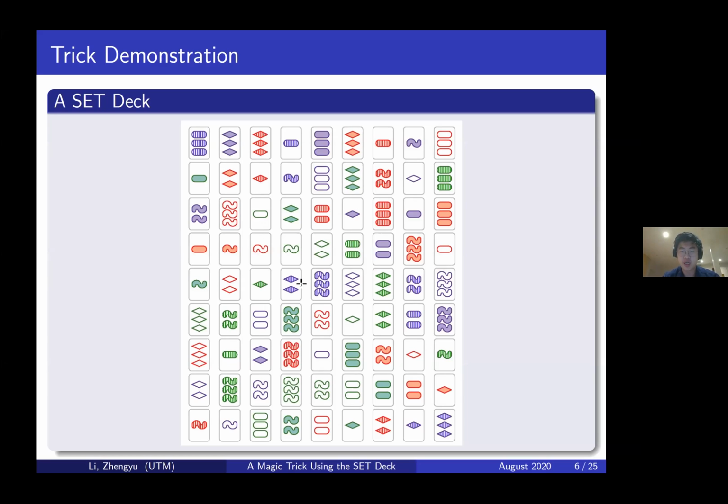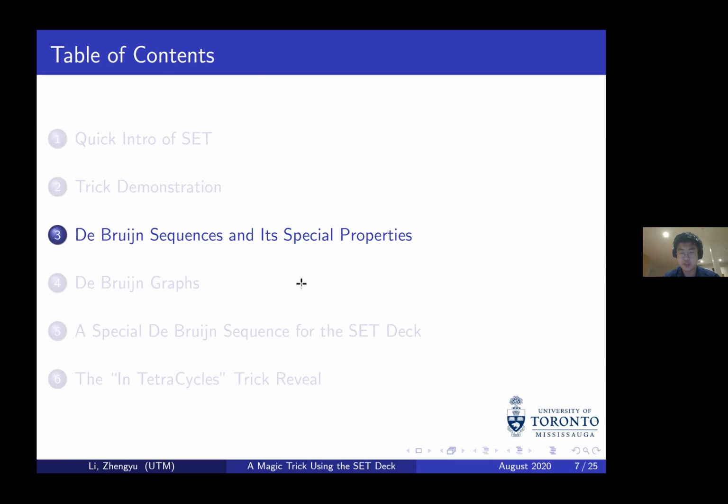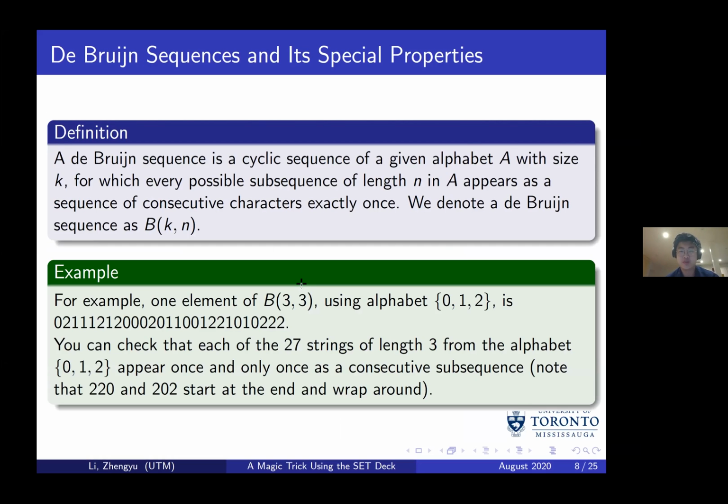Now I will talk about how this is being done using something called a de Bruijn sequence. The definition of a de Bruijn sequence is a cyclic sequence of a given alphabet A with size k, for which every possible subsequence of length n in the alphabet appears as a sequence of consecutive characters exactly once. We denote a de Bruijn sequence as B(k,n). So k represents the size of our alphabet, and n represents the order of each subsequence. I will give an example here. This is a de Bruijn sequence of B(3,3), and we will use the alphabet 0, 1, 2 arbitrarily.